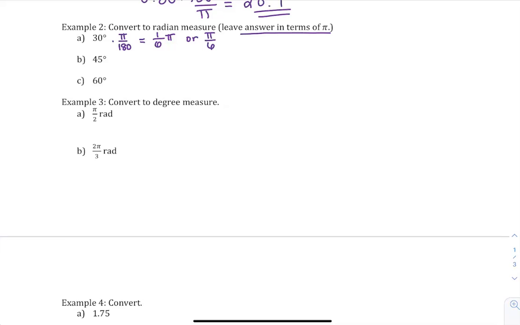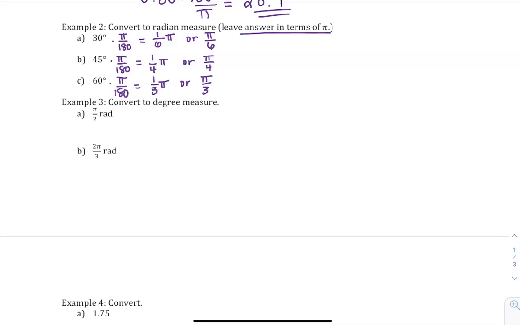Let's do 45 degrees. We'll multiply that by pi over 180. And when we do that, 45 over 180 is 1/4. Then we have the pi, or you would write that pi over 4. And then finally, 60 degrees, multiply that by pi over 180. It's the same thing every time. We get 1/3 pi, or pi over 3. So frequently, when you are dealing with those special triangles, those 30, 60, 90 or 45, 45, 90 triangles, you can also think of them as being pi over 6, pi over 4, or pi over 3 angles.